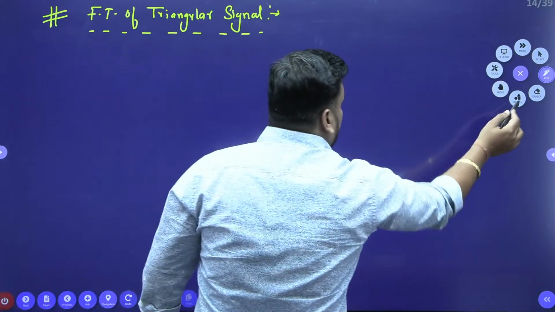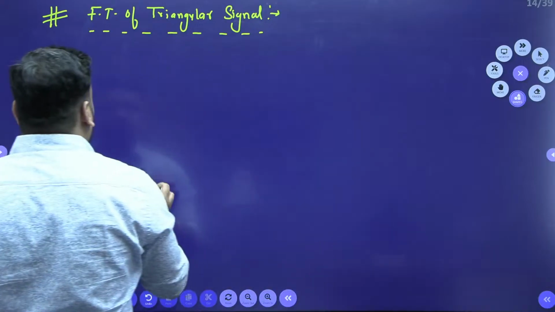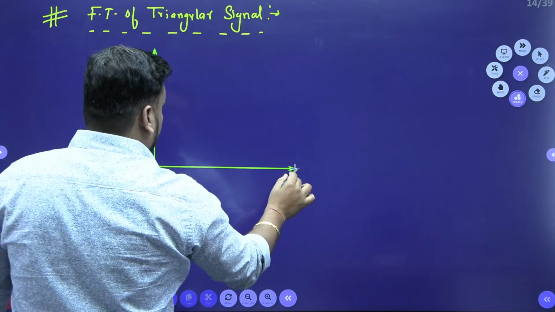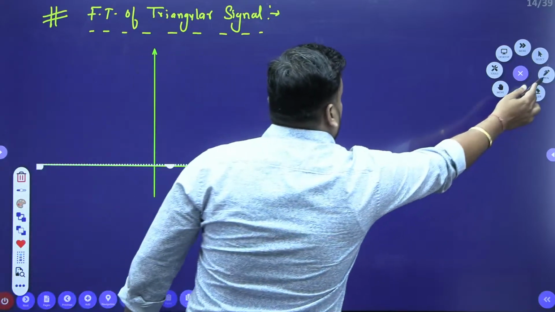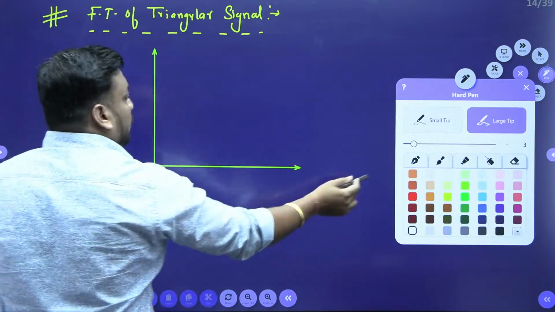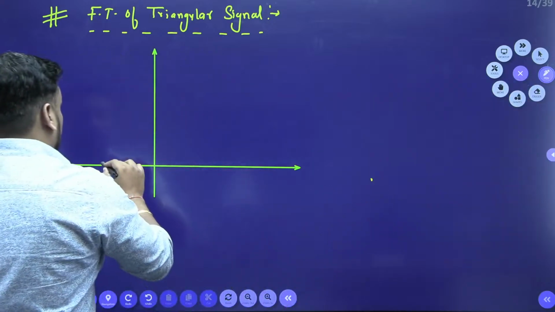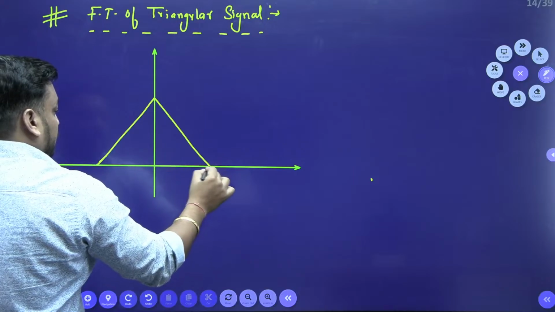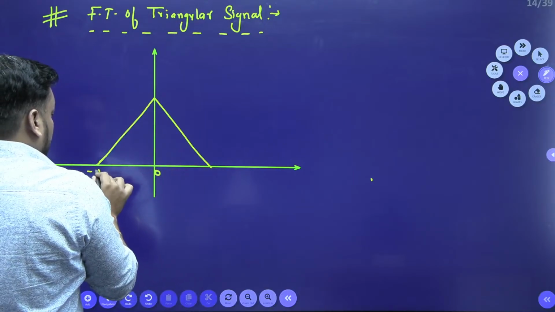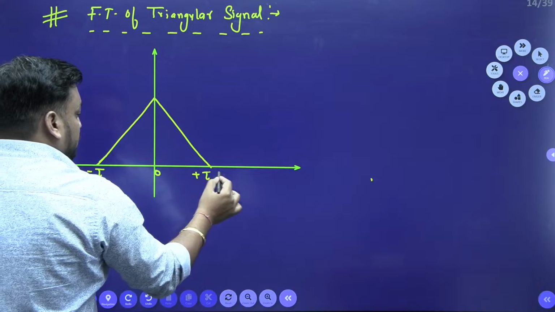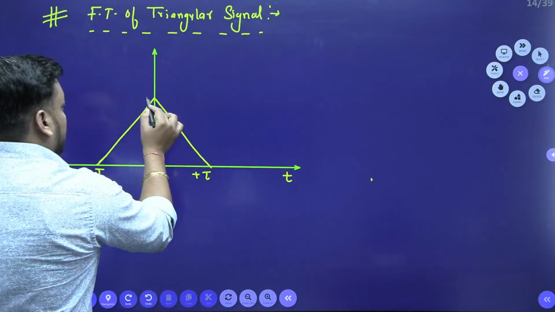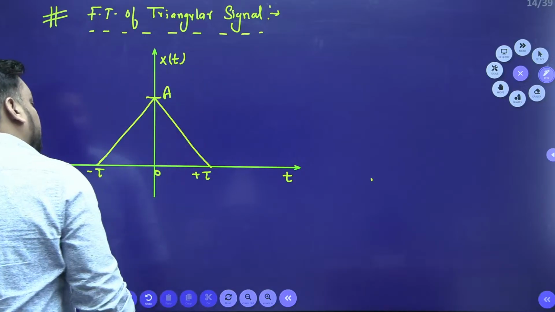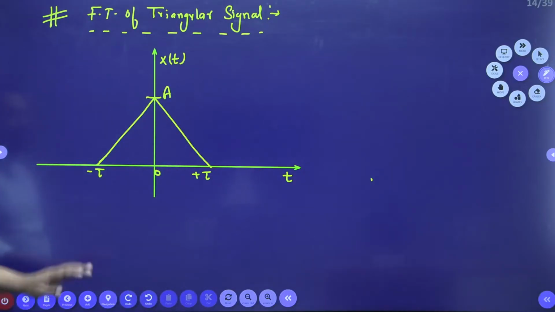If I take the Fourier transform of a triangular signal, the triangular signal will look like this. Make this equation like this and like this. Here is 0, here is minus tau, here is plus tau, with respect to t, and here is the amplitude A. This is my signal x of t. So this is my triangular pulse.